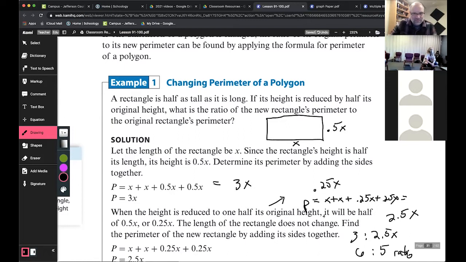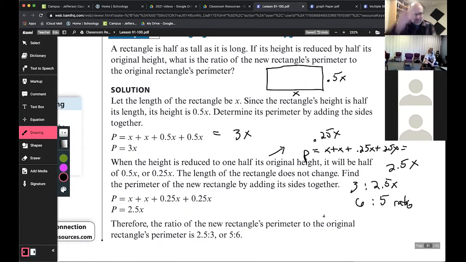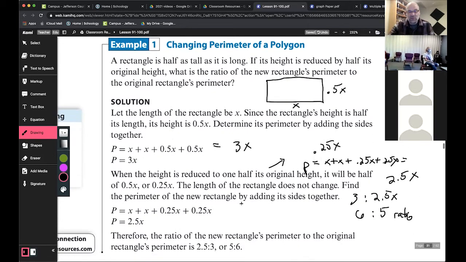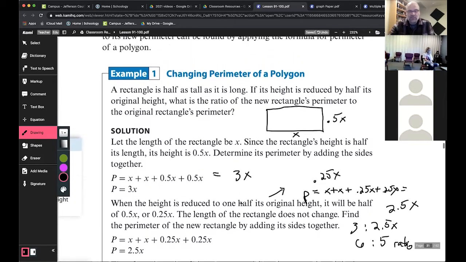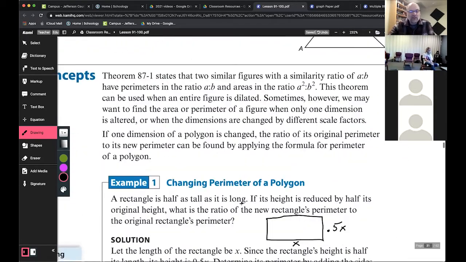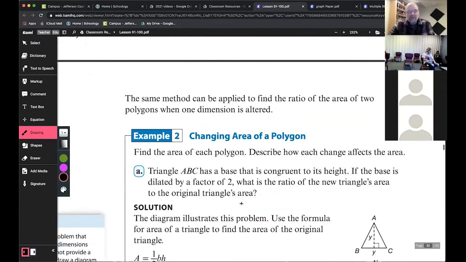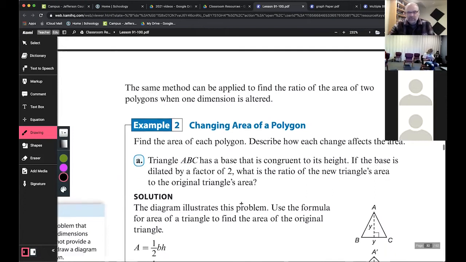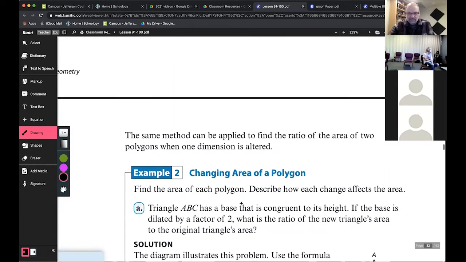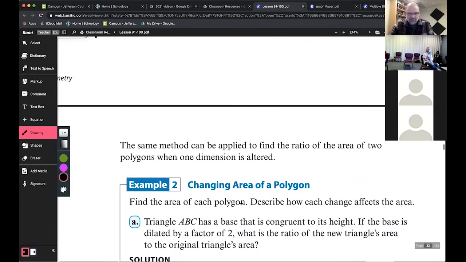All right, let's see if that's what we got. So therefore the new perimeter to the original. So they just said it backwards. Instead of 6 to 5, they said 5 to 6, because it's all about how you say it. So the new to the original would be 5 to 6, but the original to the new would be 6 to 5. So it's also relative to how you mention it.